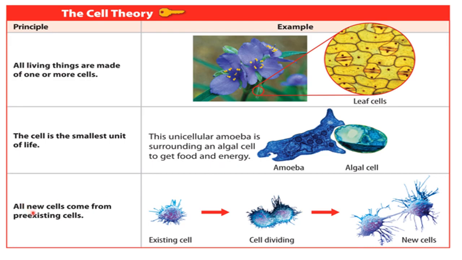Next, all new cells come from pre-existing cells. Whatever new cells appear, they come from pre-existing cells. As you can see, this is an existing cell. It is getting divided and forming two, and it is going to form new cells. So this is the cell theory.